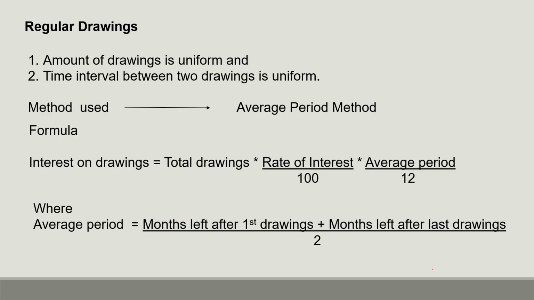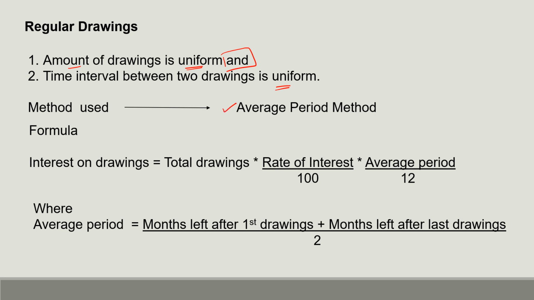Now, first let us understand what we mean by regular drawings. When we say regular drawings, we are talking about the amount of drawings being uniform, meaning the same amount is being withdrawn by the partner, and the time interval between the two drawings is also uniform. So the same amount is being withdrawn at the same time interval, then we call that drawing regular drawings. Now, when there is regular drawing, the method that we use to compute the interest on drawings is called the average period method.